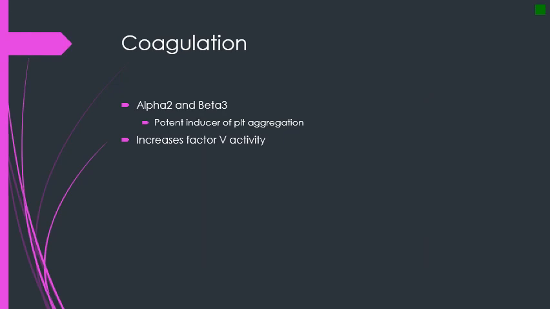Epinephrine works on the coagulation cascade through stimulation of the alpha-2 and beta-3 receptors to induce platelet aggregation, and it also increases factor V activity. I think it's very interesting how epinephrine produces the vasoconstriction to help decrease blood loss, as well as, most importantly, acting on those alpha-2s for inducing platelet aggregation in the body. So that's a double kudos to epinephrine to help decrease blood loss from the body.